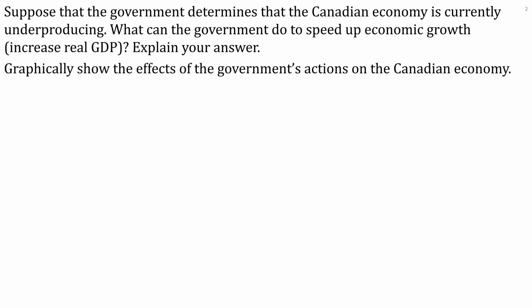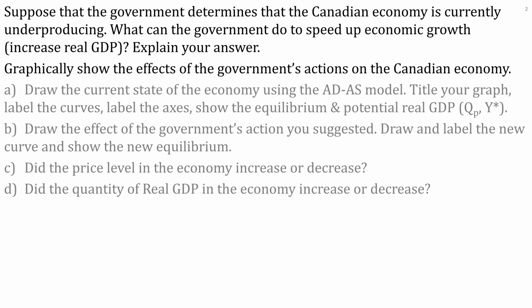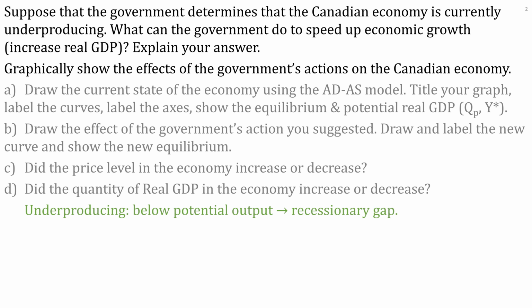We're going to do that in the later slides, but let's do the explanation part here. So what you need to understand here is the idea of underproducing. What does underproducing mean? It means that our actual production is below potential, which means a recessionary gap. Now, if you have a recessionary gap, how do you close it? What can the government do?